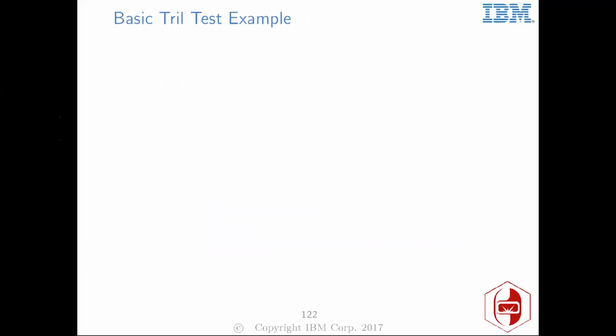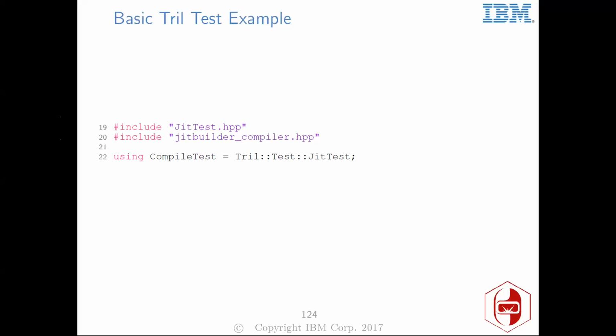now we're going to look at our first example test that is going to use Tril. First things first, of course, we include our headers. And we define a type alias for our test fixture because we want to be able to use a test case that has a meaningful name instead of just that ugly thing.